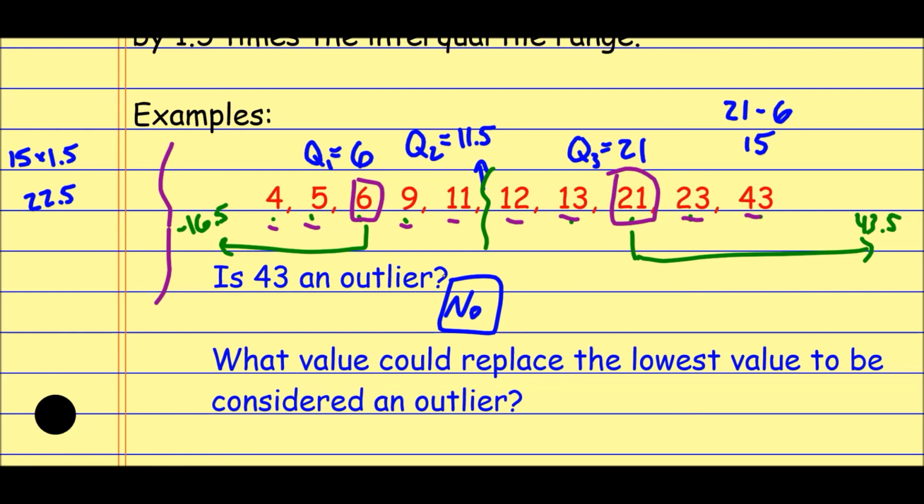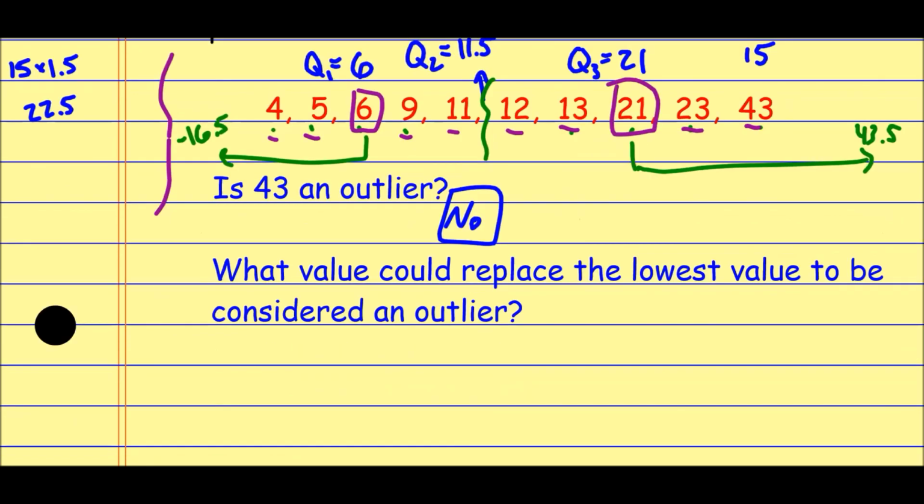Okay. What value could replace the lowest value to be considered an outlier? Well, anything below the negative 16.5. So negative 17 would be an example of something that could replace that, or maybe negative 17.5 or negative 18. The best way to state it is to say, if x is the value, any value that's less than negative 16.5. And notice it doesn't say less than or equal to. Negative 16.5 is still part of the acceptable range. Once we go below that, we'll be outside the acceptable range.